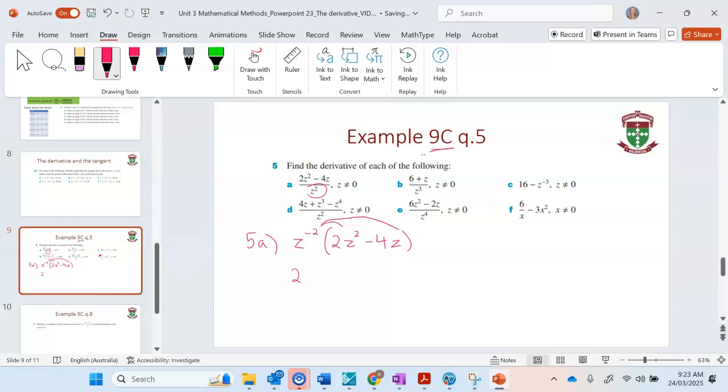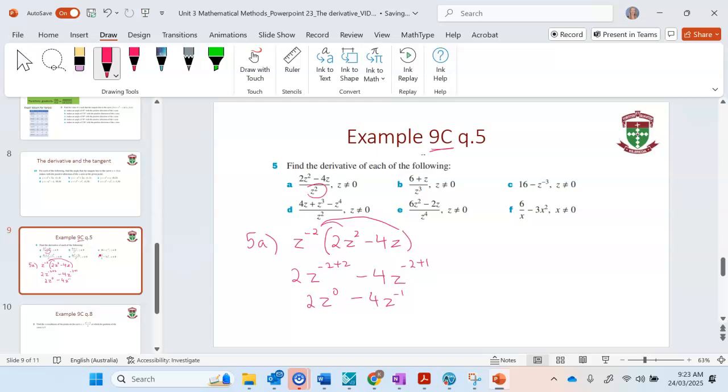So that 2 is going to stay there. And then we're doing z and we add our powers: negative 2 plus 2. And then we do the same to the negative 4, so it's going to be negative 4z, negative 2 plus 1. When you're multiplying the same bases, you add your powers. So the first one's going to end up as 2z to the power of 0. And then we're going to have minus 4z, negative 2 plus 1 is negative 1.